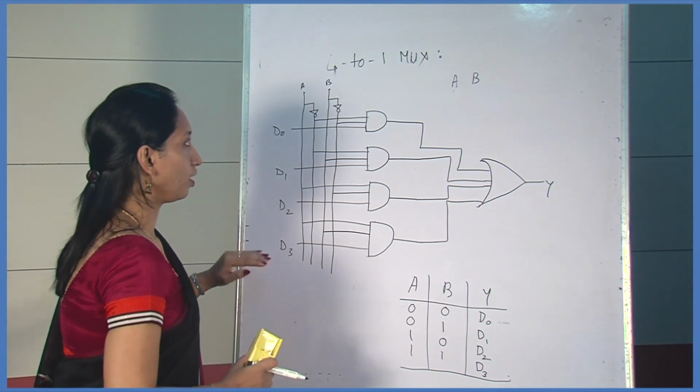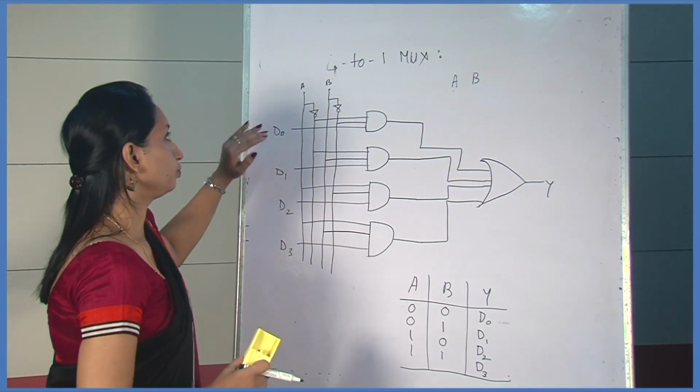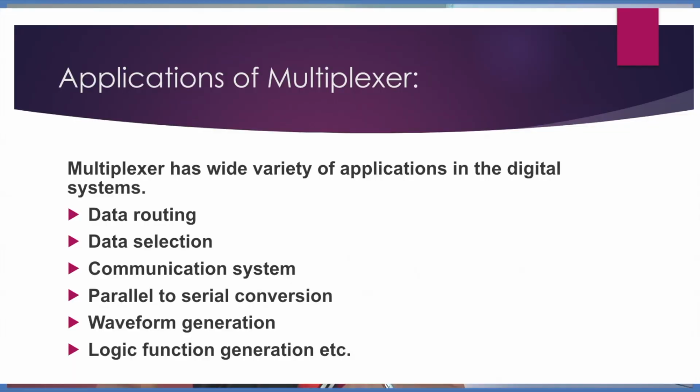So this is about the 4 to 1 multiplexer. Multiplexers are used in various fields where multiple data need to be transmitted using a single line. Some applications of multiplexers are communication systems, telephone networks, computer memory, etc. Next, we will see the demultiplexer combinational circuit.